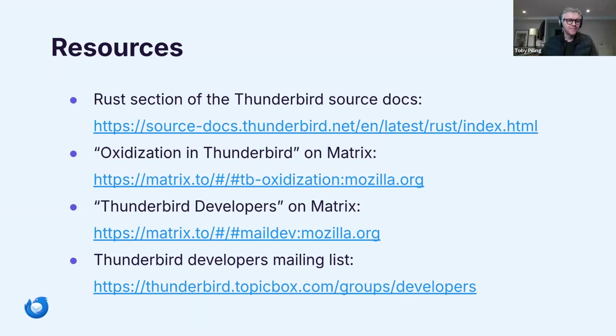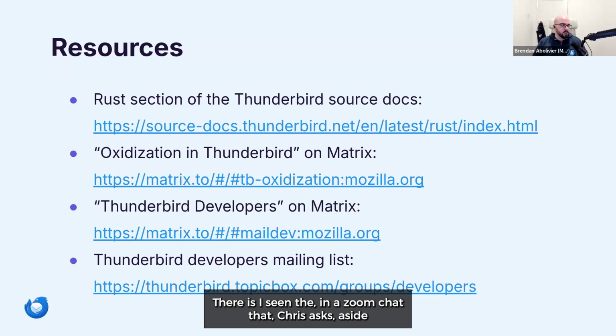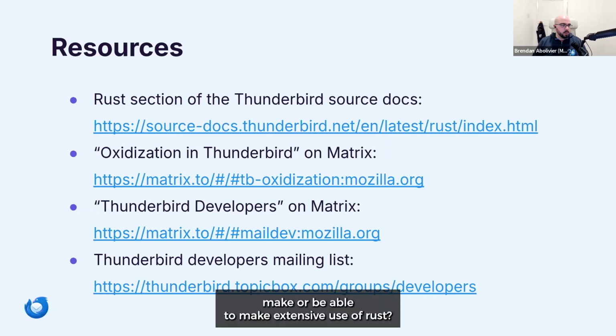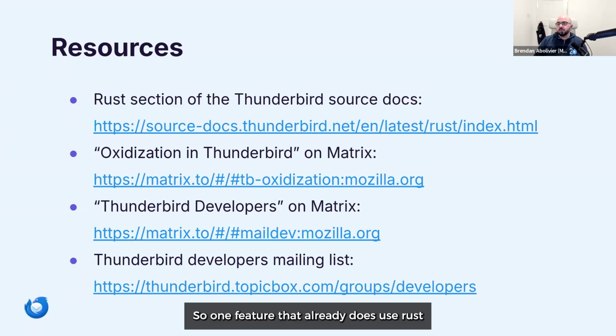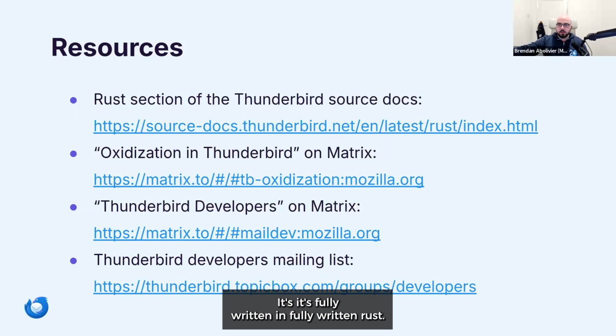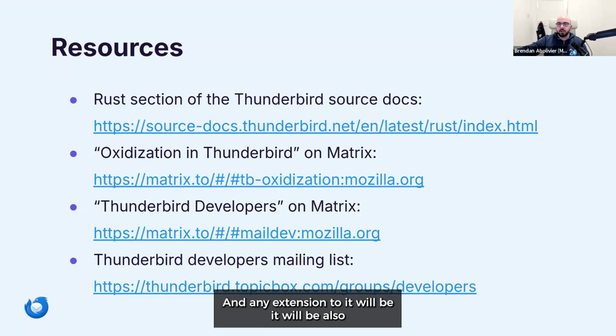Cool, thank you. Yeah, no worries. I see in the Zoom chat that Chris asks, aside from the Exchange implementation, what parts or features of Thunderbird make or will make extensive use of Rust? So one feature that already does use Rust is the OS integration for Linux via the Linux system tray, which was written mostly by Heather. It's fully written in Rust, and any extension to it will also be Rust code.